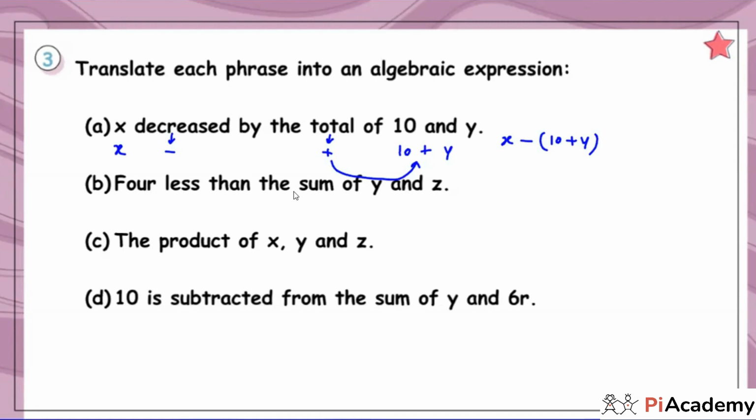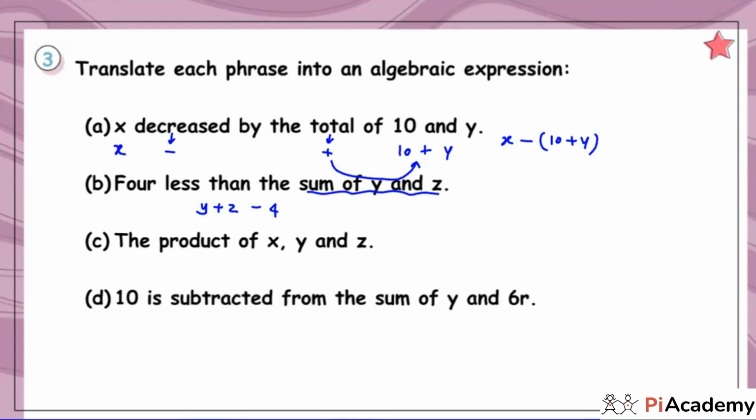Y plus z minus 4. Yes, that's correct, because they are telling you "less than this." So first you have to write the sum of y and z, and then "less than this," so you put it like this. This is your answer, y plus z minus 4. Now, Khushi, can you please answer the next question?